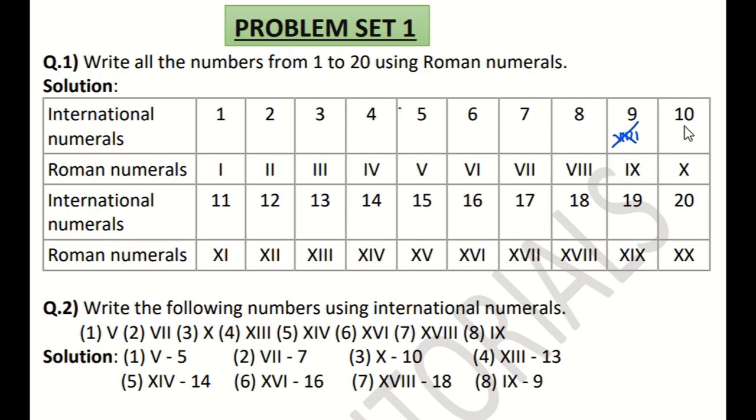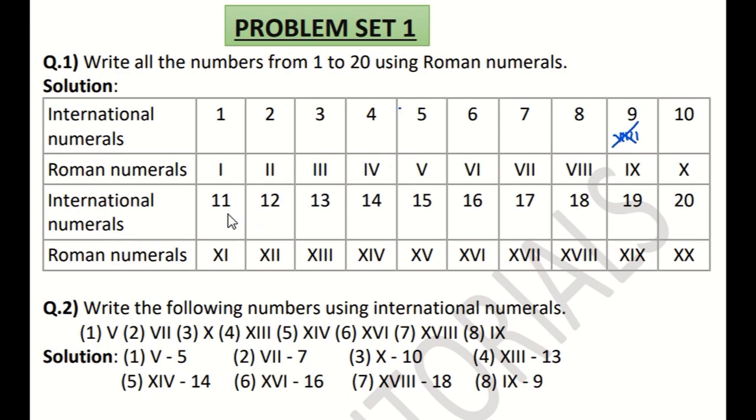Instead, we know the symbol of 10, that is X, and we know the rule. So we write I before X, so that their difference gives you 9. And X stands for 10.